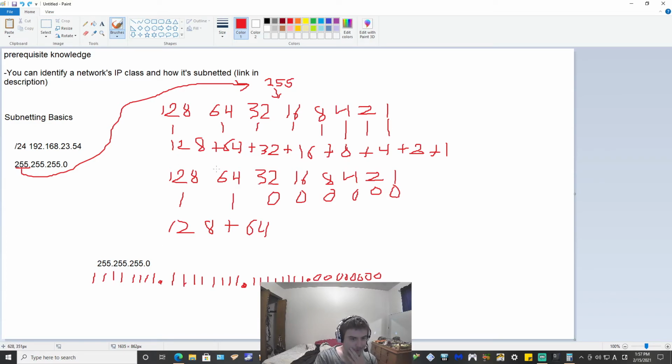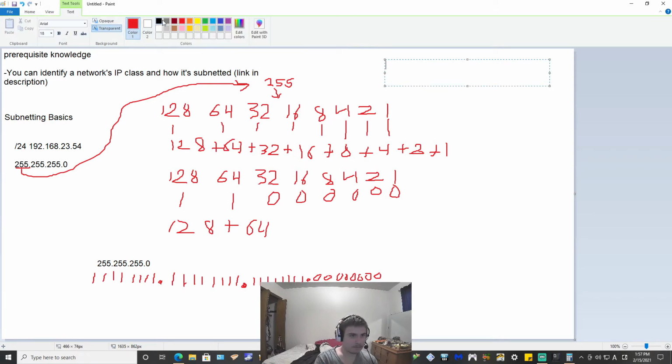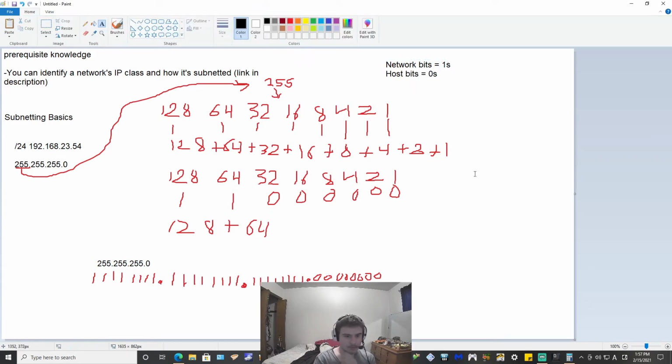So now that you know that, and you know where these numbers come from, the way we get our CIDR notation, or our abbreviated subnet mask, is we count the number of network bits. Because another thing that you want to know is that your network bits equal your ones, and your host bits equal your zeros. So here's a question: how many network bits are here in total? There's 8, 8, and 8.